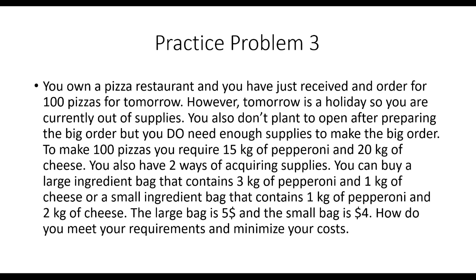Our second constraint is the minimum 20 kilograms of cheese. So it's greater than or equal to 20 kilograms of cheese. A large ingredient bag is 1 kilogram of cheese, so 1x1 plus, and a small bag is 2 kilograms of cheese, 2x2 is greater than or equal to 20. So our second constraint is 1x1 plus 2x2 is greater than or equal to 20. This is our second constraint.